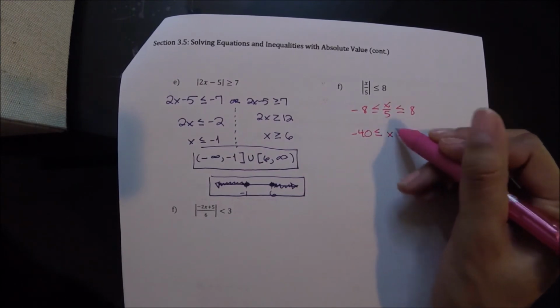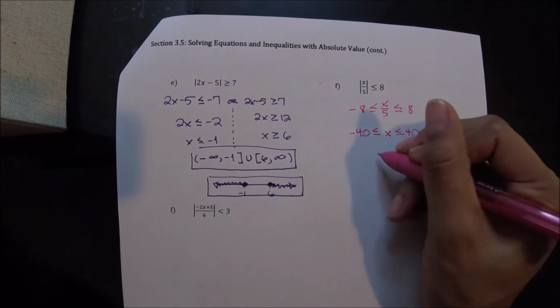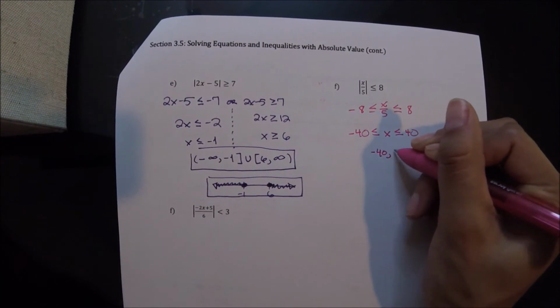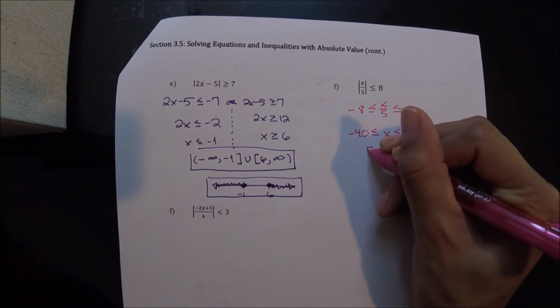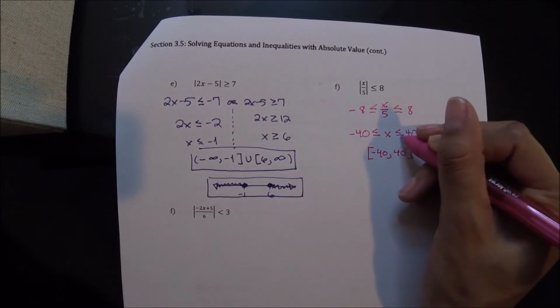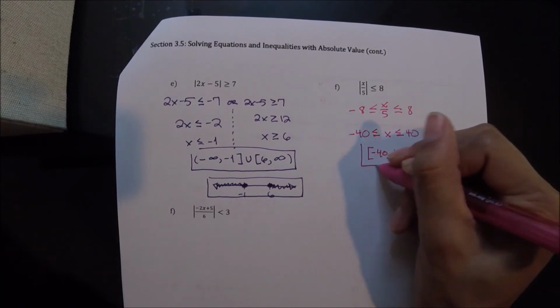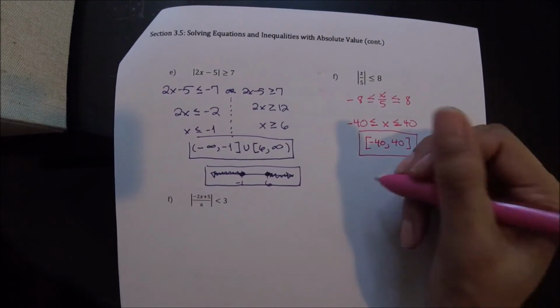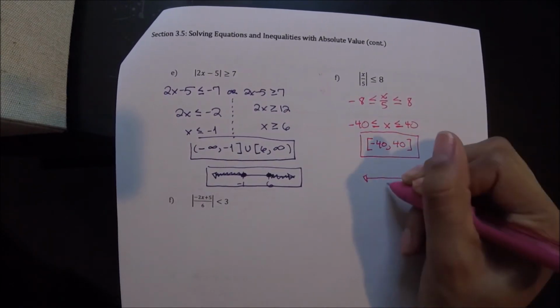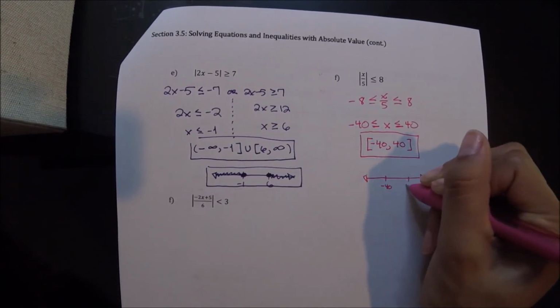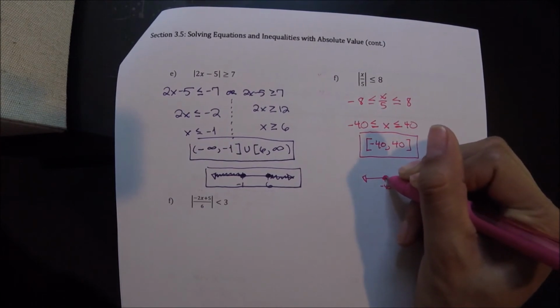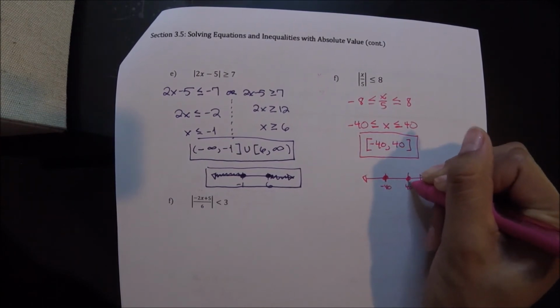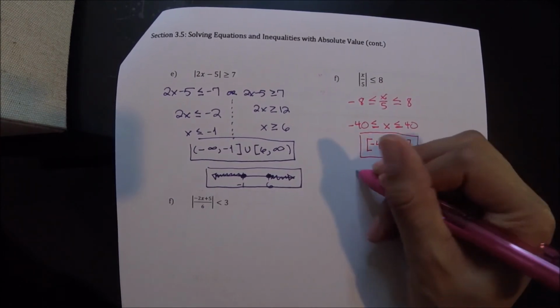This is saying the numbers that we want are between negative 40 and 40. So we will start at negative 40 up to 40. And we have brackets because of the equals. So that's our interval notation. And then number line, we can just say here's negative 40, here's 40. We want closed, closed, and shade in between.